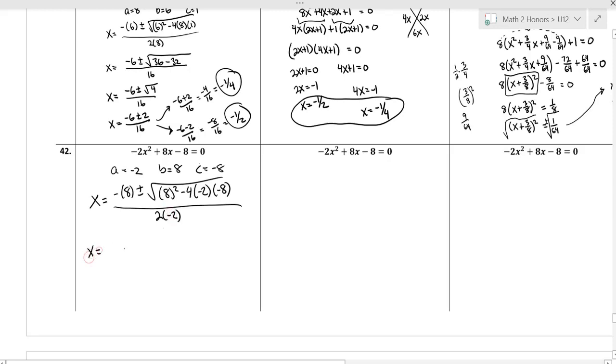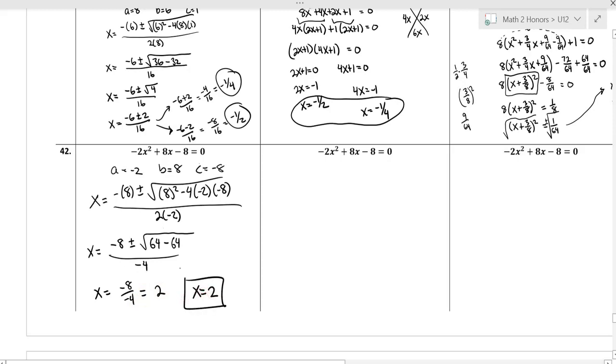And now simplify that. So -8 plus or minus the square root of 64 minus, because there's a negative times a negative times a negative, and in this case, we get 64, all over -4. And it simplifies down really good to -8 over -4, which is just 2. So x equals 2 is our answer.